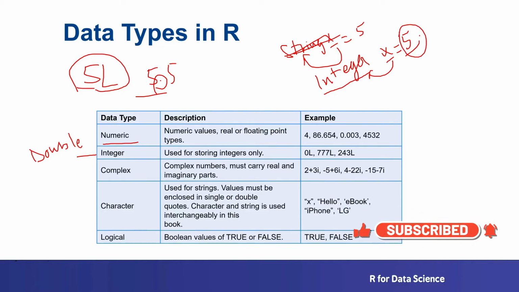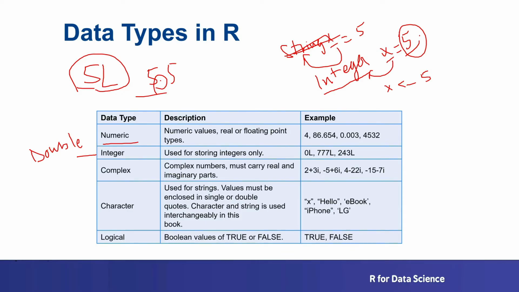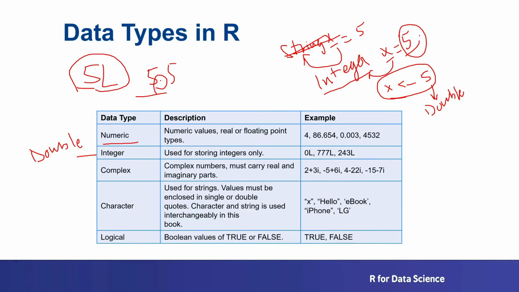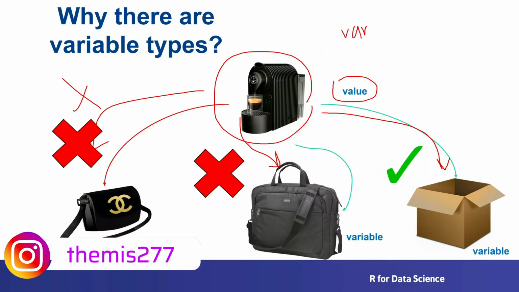In R, we don't declare the type. We just write x, the smaller-than sign with a dash, and then 5. That's it. And R by itself is going to know and assign it by default as double. So basically R will save time for us. Instead of declaring the type also, we just declare the variable, and R will do the work for me and find out the type by itself. Now remember here, these are the values, which were the laptop and the coffee machine. Okay, and here the data types are the variables.